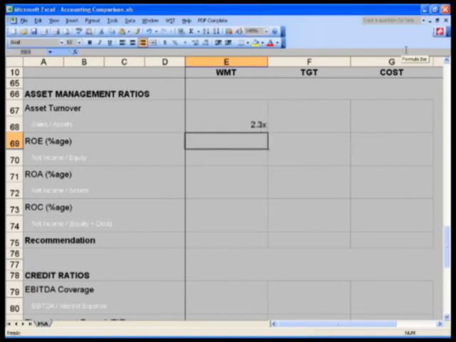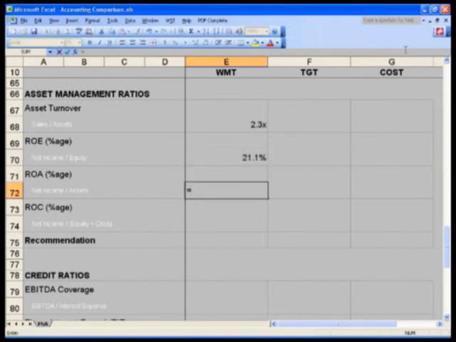Now let's look at our asset management turnover ratios. For Walmart, we will calculate asset turnover as our sales number, and our sales number, if you recall, was 315,654. So let's put that in, 315,654 divided by our assets number of 138,187. That gets you a sales to assets turnover ratio of 2.3 times. What that means is, for every dollar of assets, they're able to generate 2.3 times that amount in sales.